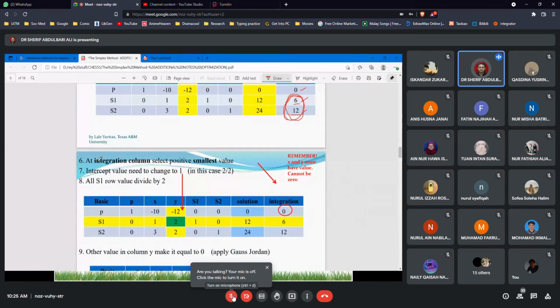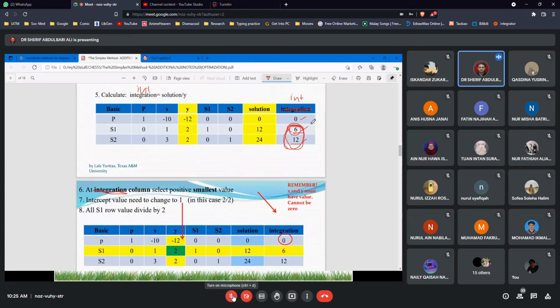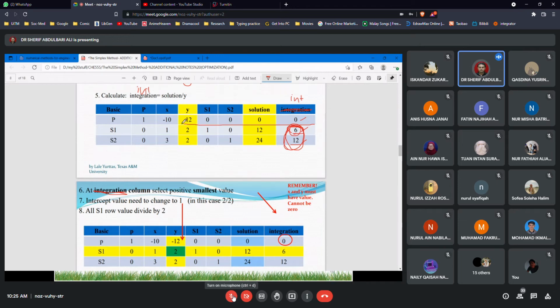So at the intercept column, you are going to choose the smallest positive value. So in my case in here, 6 is my smallest positive value. So this means my pivot row is S1. So to choose the pivot row, you choose the smallest positive value at the intercept. So in my case in here it is 6. So this becomes my pivot row.